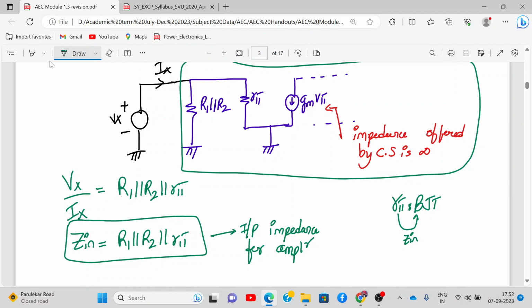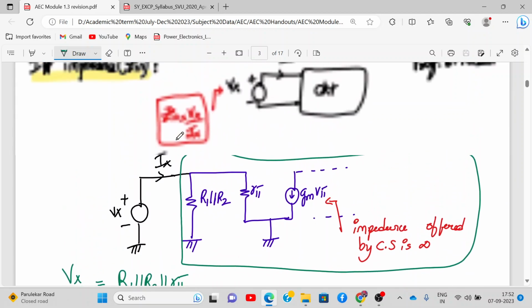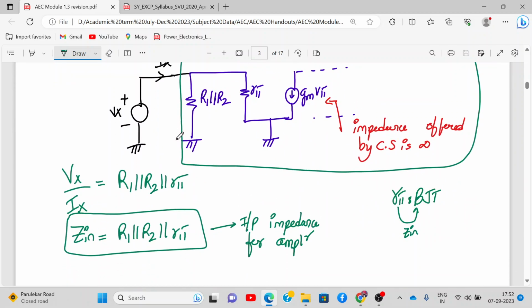Everyone has understood the derivation for Zn, or any part unclear? No, sir.